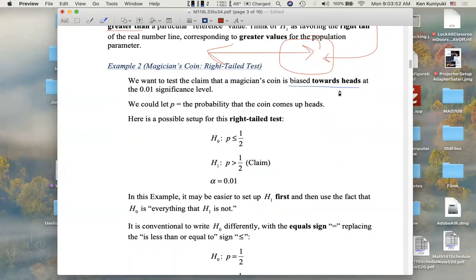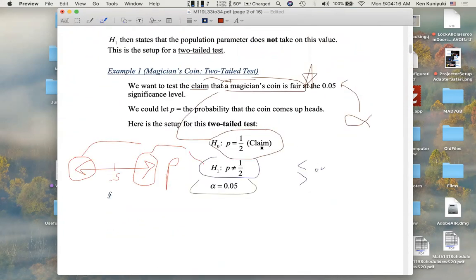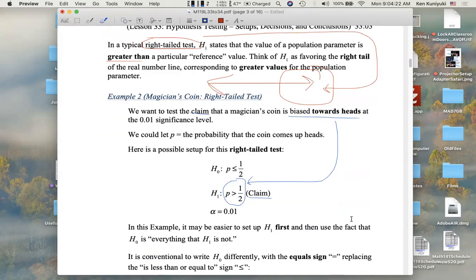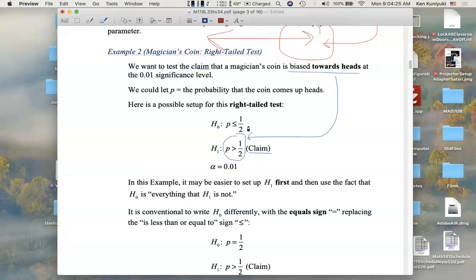So the idea of being biased towards heads, that means that the probability of getting a head will be greater than 1/2. So the claim is that the magician's coin is biased towards heads. And we should indicate which is the claim, the null or the alternative. Up here in the prior example, the null was the claim when we claimed that the magician's coin is fair. Here, the alternative hypothesis is the claim. Again, the claim could be the null hypothesis or the alternative hypothesis, depending on the wording of the problem. And alpha is 0.01. That's very straightforward. No tricks there.